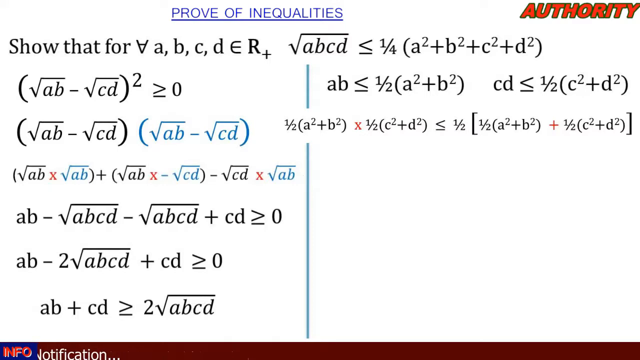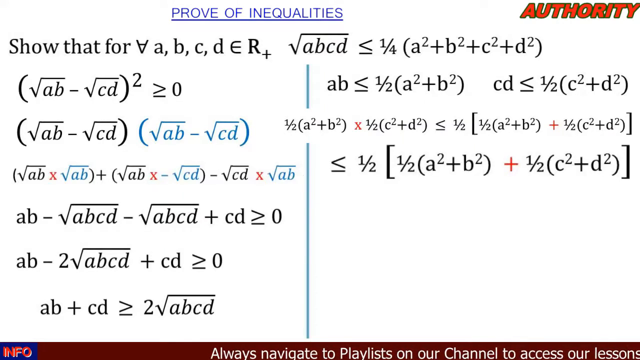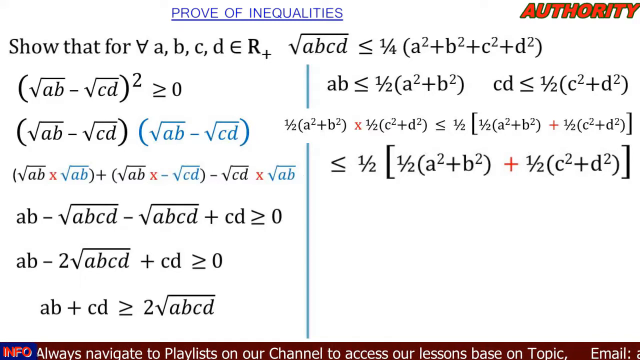Now let me show you what I'm trying to say. It will be less than the half of when you add half of a² plus b² plus half of c² plus d². That it is certain, it is proven. Okay, now let's continue. Let's work with this. We have half of, we open big bracket, half of a² plus b² plus half of c² plus d². Okay, now let's go.